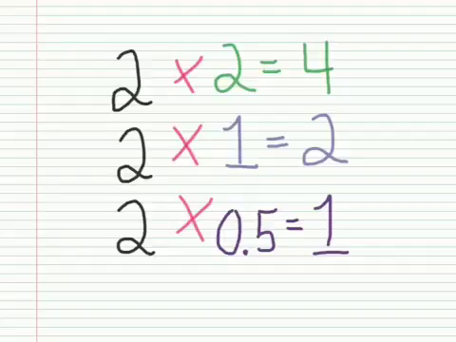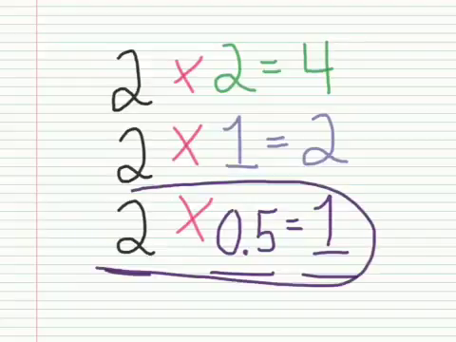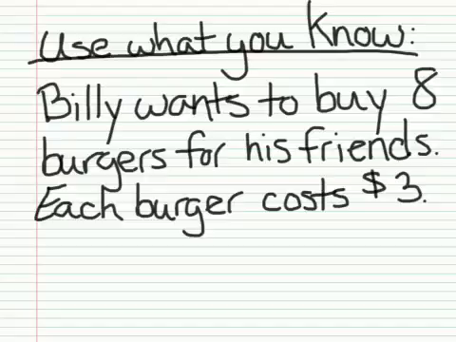So when we multiply a whole number by a decimal, our number is actually going to get smaller. It's the same thing when we multiply a number by a fraction. When multiplied by a number less than 1, our number actually is going to go down in size. 2 became a 1. Pretty simple. So let's use what we know already about multiplication to do this first problem.